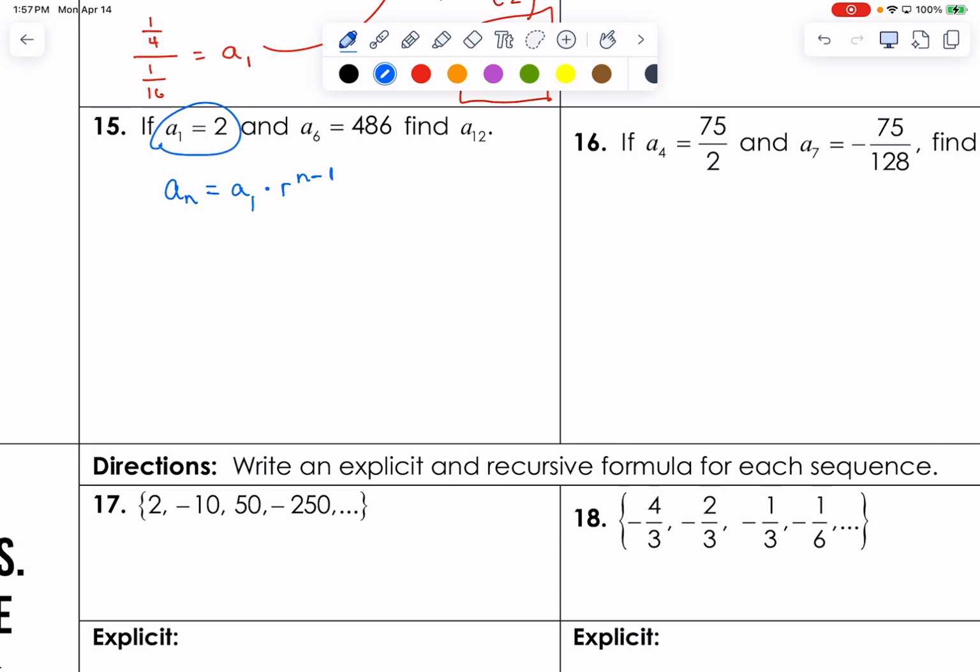They give you the first term, they give you the sixth term. Use that to find the common ratio. Would r just be nothing? Nope, r's definitely going to be something. Would it just be 5? No, you do 6 minus 1, that's to the fifth power.